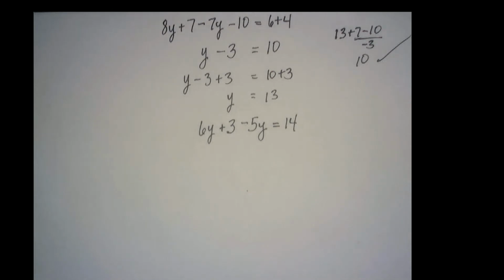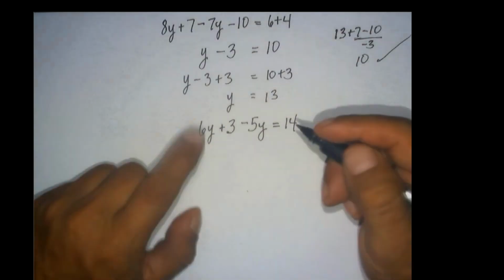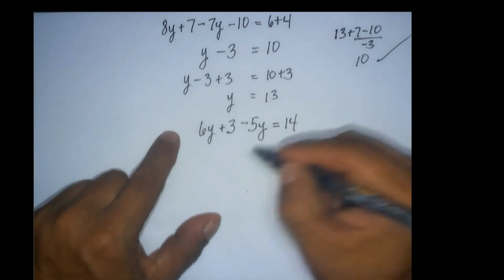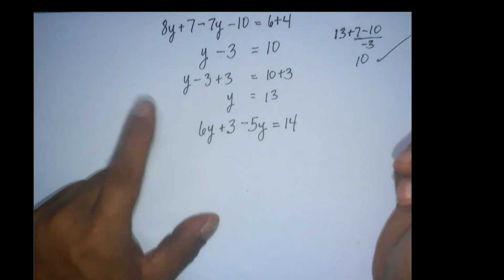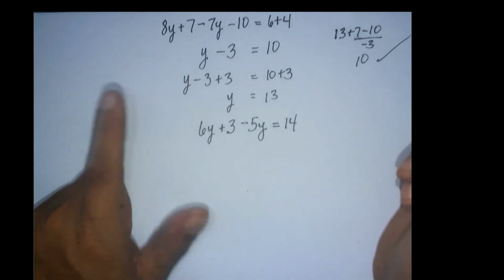Okay, 6y plus 3 minus 5y is equal to 14. So 6y's minus 5y's equals y's plus 3 equals 14. So subtract 3 from each side to isolate y. And then we get y equals 11. Okay, good. It's 11.